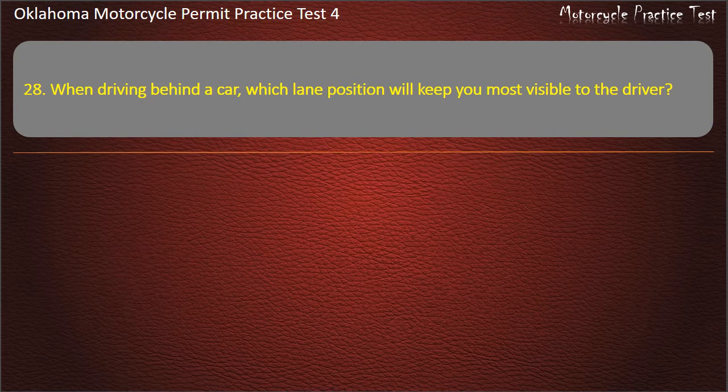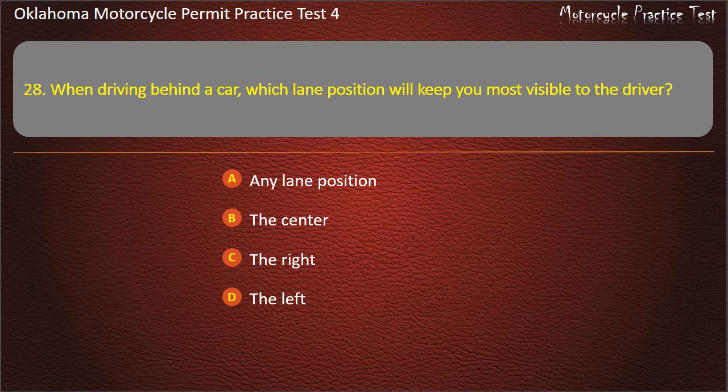Question 28. When driving behind a car, which lane position will keep you most visible to the driver? Any lane position. The center. The right. The left. Answer. The center.